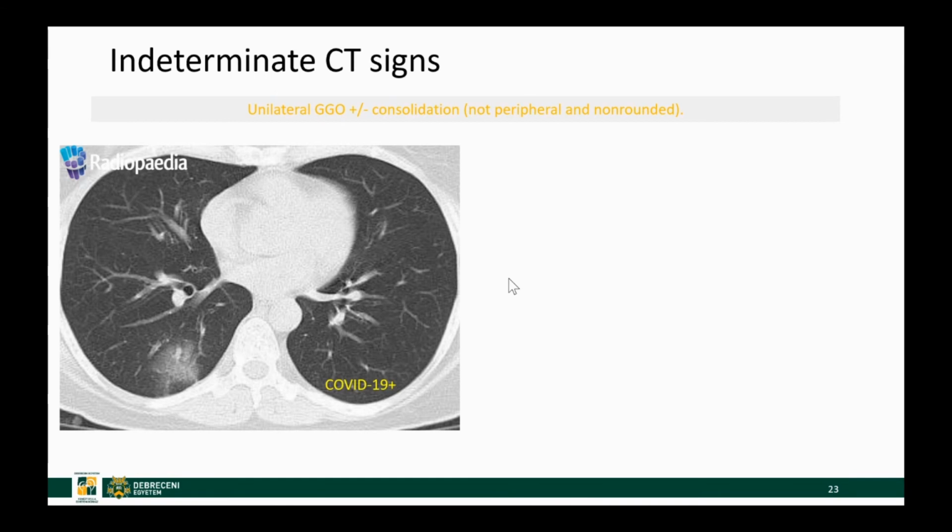Unilateral ground glass opacities, with or without consolidation, that are not peripheral and not rounded, are not typical features of COVID-19. The reason I'm showing you this image is because I think this case nicely demonstrates how subjective the interpretation process might be. I'm sure if 10 radiologists were to look at this right lower lobe ground glass opacity, they would all agree that it is peripheral. On the other hand, some would say that it is triangular, others would consider it trapezoid, and yes, some would say that it is rounded.